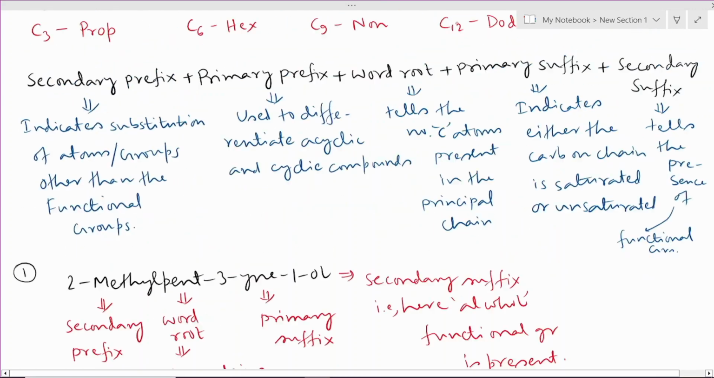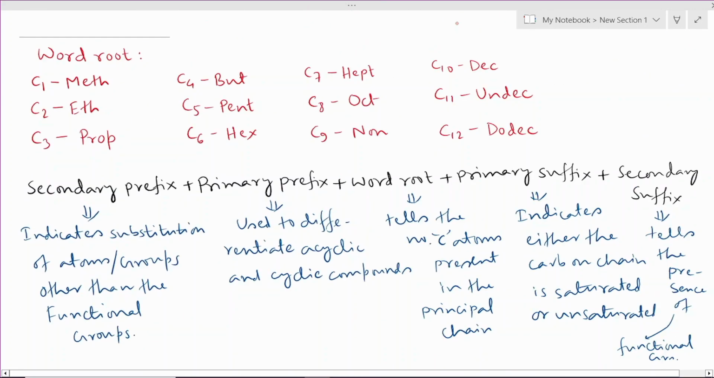Now the word root guide I have written here: if 1 carbon is there, then it will be meth, if 2 carbons are there, then it will be eth, and if there are 3 carbons, then it will be prop, C4 it will be but, C5 it will be pent, C6 it will be hex, if 7 carbons are there it will be hept, and so on.